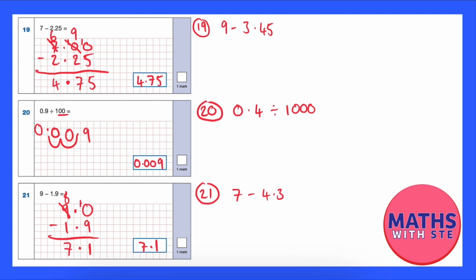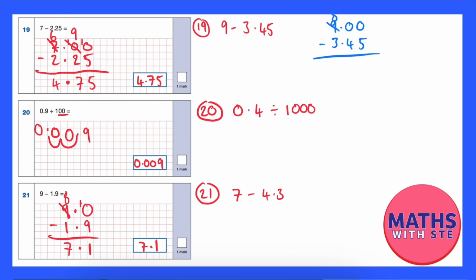Okie dokie, right, so we've got question 19 here. I've got 9 take away 3.45. So I'm just going to do it here. I'm going to go 9.00 take away 3.45. Now, 0 take away 5, can't do it. Take from the neighbour, can't do that.